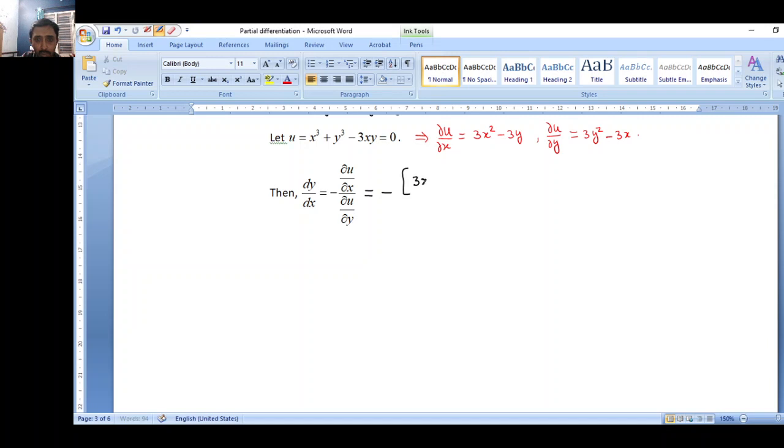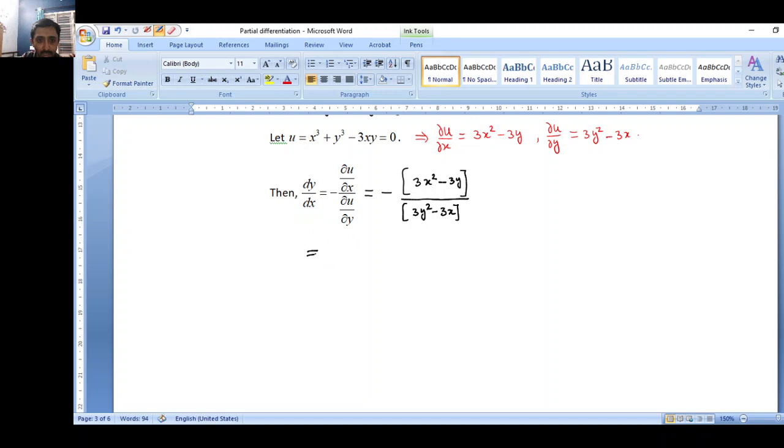So accordingly, now when we have to write dou u by dou x, we'll simply substitute this expression. So this is 3x square minus 3y, so that's the numerator, divided by, what is dou u by dou y? This will be 3y square minus 3x. And this straight away gives me what is dy by dx.